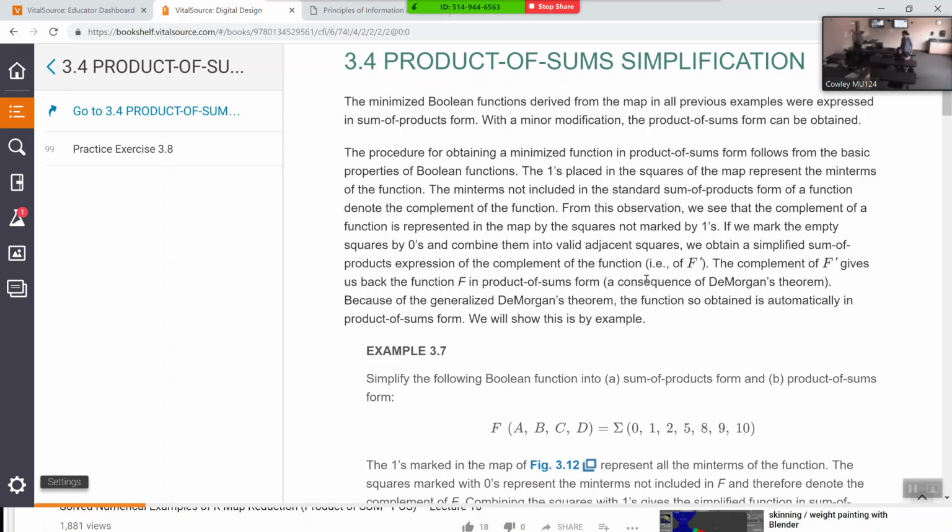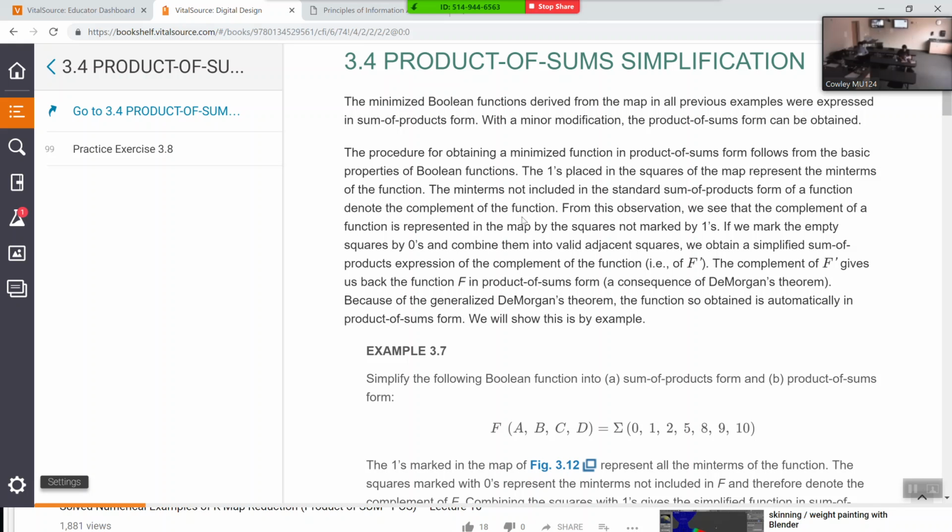We were just reviewing a little bit from last time, or maybe 2 times ago. Then talking about the product of sums simplification. And this talks about the procedure for the product of sums. Procedure for obtaining a minimized function in product of sums follows from the basic properties of Boolean functions. The ones placed in the squares of the map represent the min terms. The min terms not included in the standard sum of products form of a function denote the complement of the function.